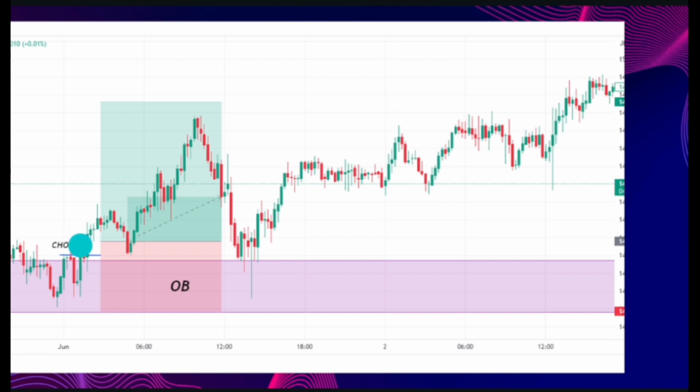Now, after the change of character, price went up. So what we need to do is look for an order block, then wait for price to come to the order block, then take our trade. I will show you now what I mean. We had an order block here. So price came in here and we took our trade.